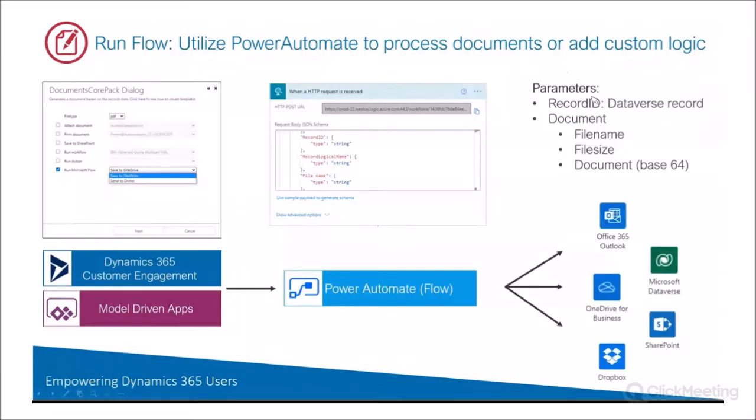Once you have all that information over, of course, if you've worked with Flow before, most of you have, or have at least played around with it, you're able to do things like attach that document to an Office 365 Outlook email and send that off, save it to OneDrive, drop it in Dropbox, or save it to SharePoint. You can also manipulate things in the Microsoft Dataverse. You can just do things with that.